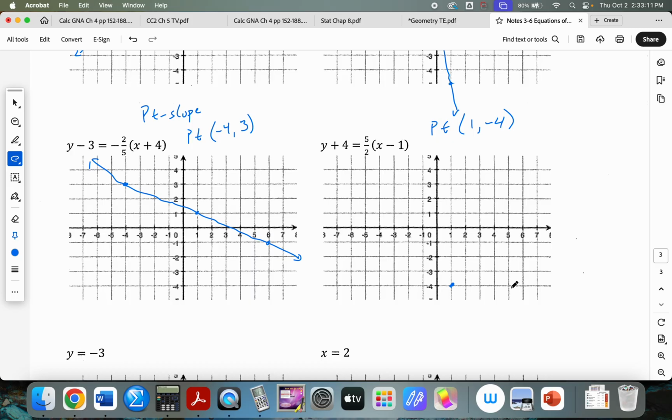And what is the slope? 5/2. Yeah, the slope is 5/2. So we'll move up 5 and to the right 2. So it looks like that.